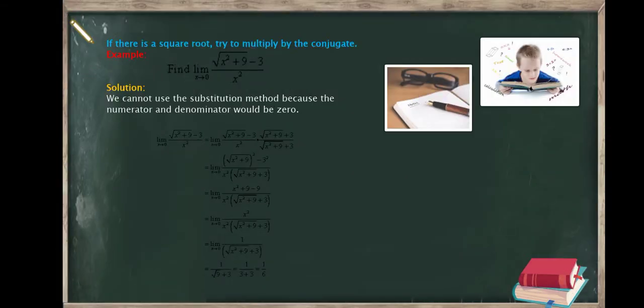So another technique to be used is if there is a square root, we need to try to multiply by the conjugate. So take for example, in finding the limit of square root of x squared plus 9 minus 3 all over x squared as x approaches 0. Here, we cannot use the substitution method because the numerator and the denominator would be 0. So that will give us undefined.